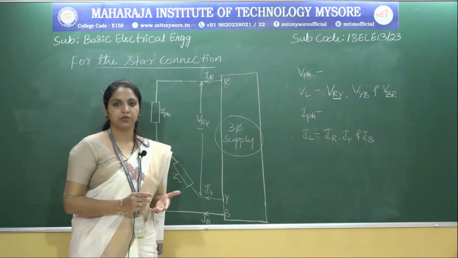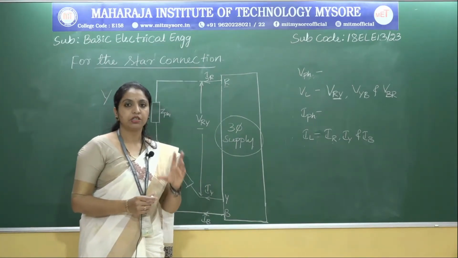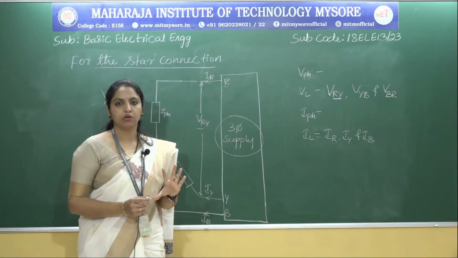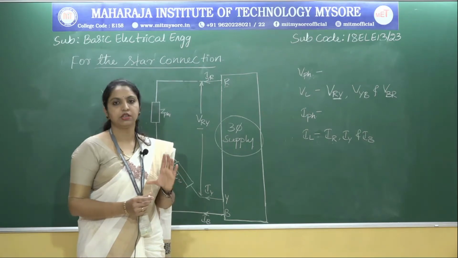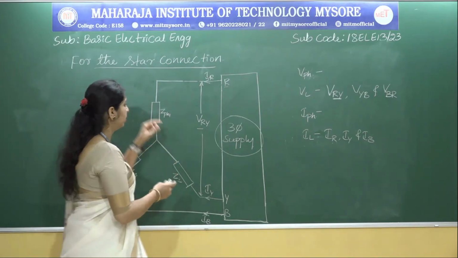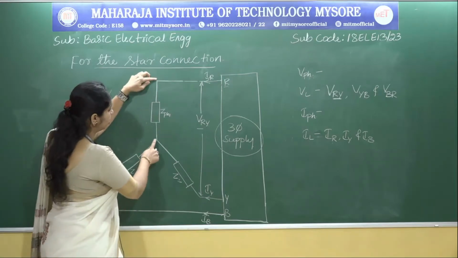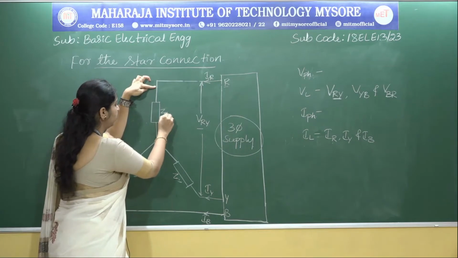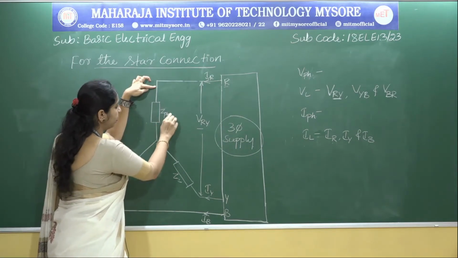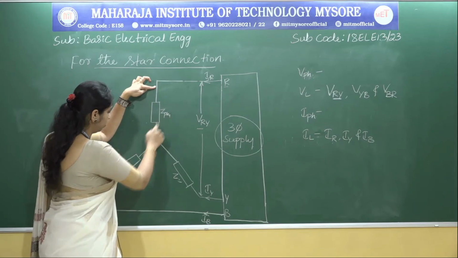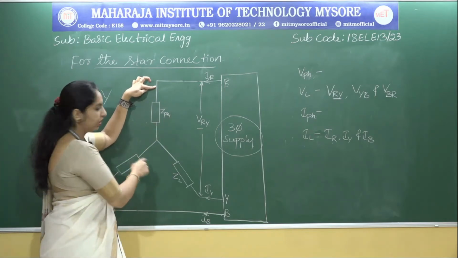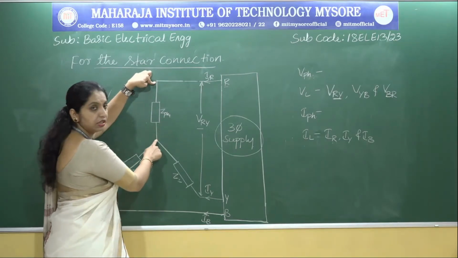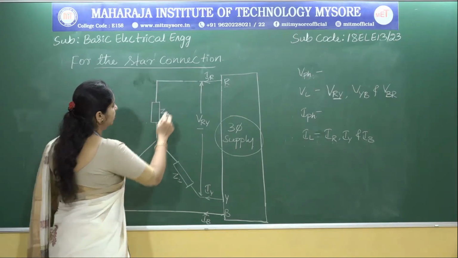Similarly, what are the phase values? Remember, when we measure the voltage across the load, we call it phase voltage. So phase voltage is measured across this load, across the impedance. Look at this, we named it ZPH, or Z1, Z2, Z3. You can consider it in any form. If we measure voltage across this load or impedance, we call it phase voltage.